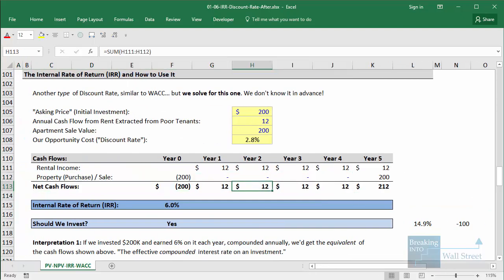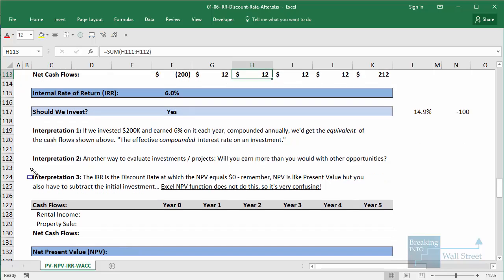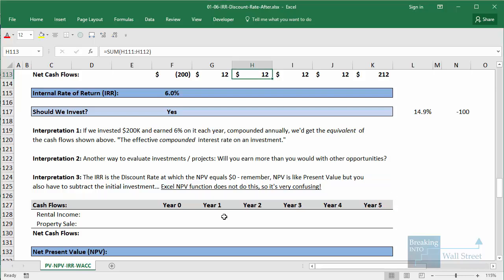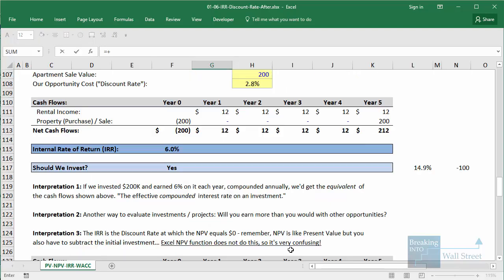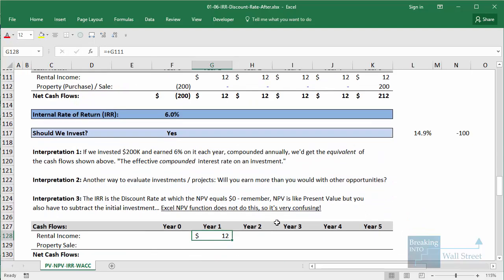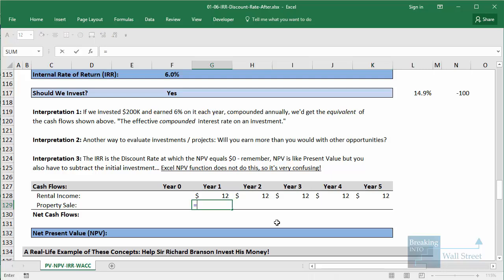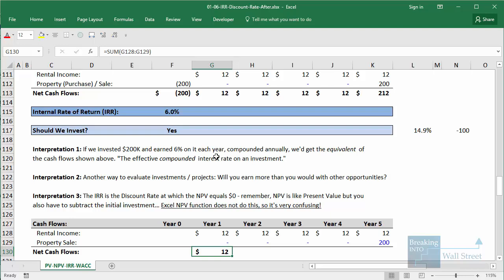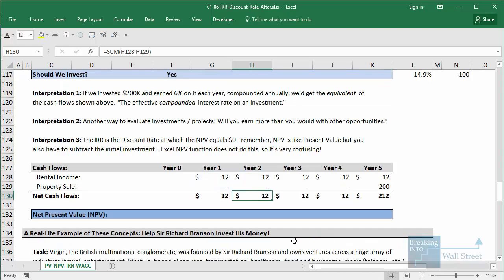So that works for very simple scenarios, but it doesn't work when you have these cash flows in between. Another way to interpret the IRR is that it's the discount rate at which the NPV equals 0. NPV is the present value of cash flows minus the asking price. So to set this up, we can just link to our rental income from above. For the property sale number, I'll just link up here. And so we get to our net cash flows down there.